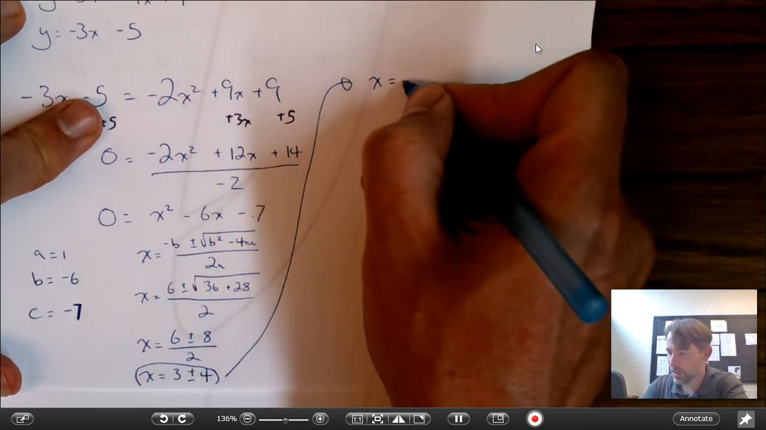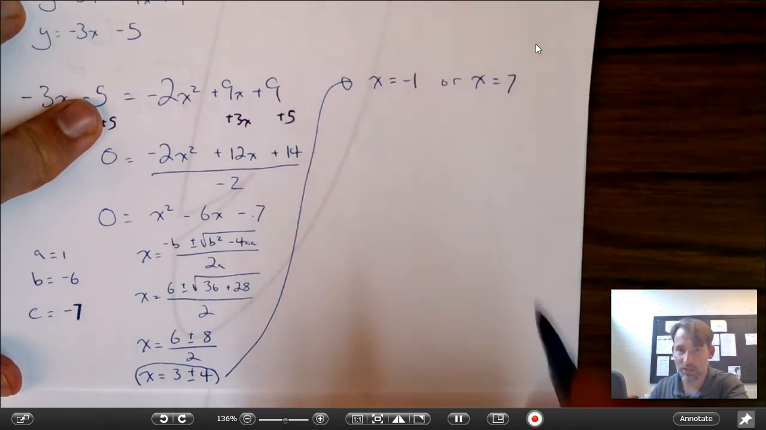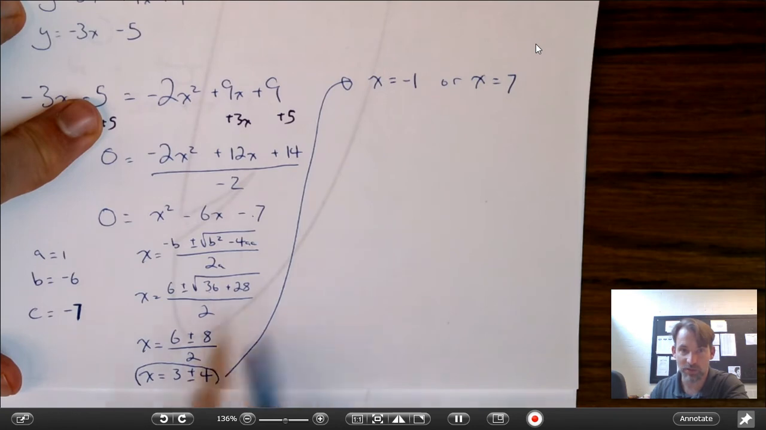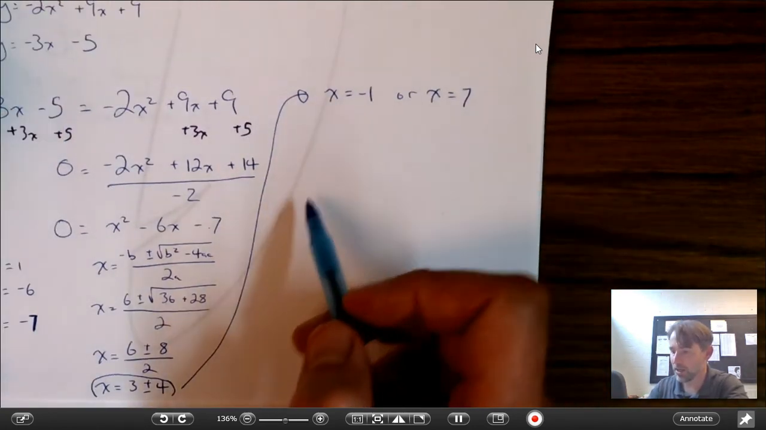X is equal to what did I say? Negative 1, or x is equal to 7. Okay, those are my two values. 3 plus or minus 4 is negative 1 or 7. Cool. Now I find my y values.